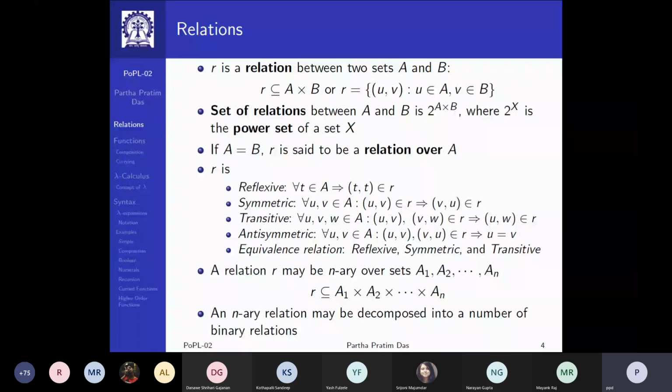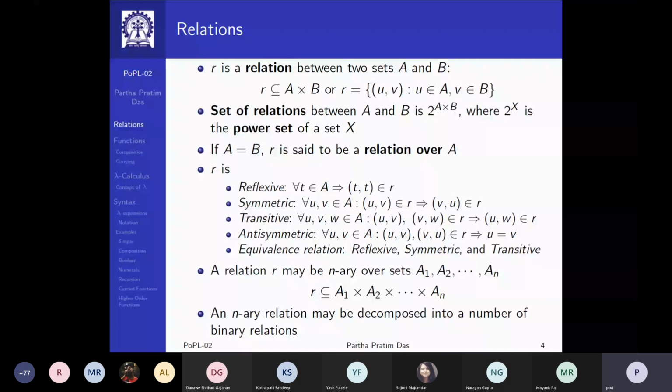It is transitive if, when u is related to v and v is related to w, that means that u is related to w. Then we'll say it is transitive. It could be antisymmetric, which means that if (u, v) and (v, u) both belong to R, then u and v are necessarily the same element. And we say that if a relation is reflexive, symmetric, and transitive, then it's an equivalence relation.